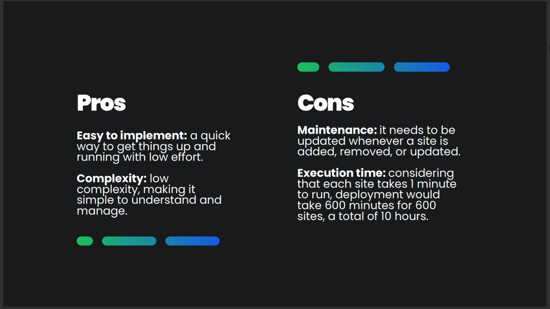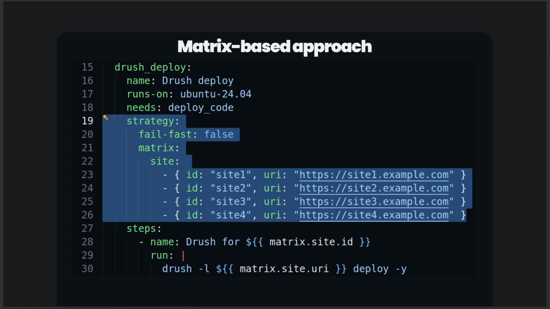But let's try the next approach to sort out this execution time, because this is the main problem here. We don't really want to wait 10 hours for deployment to finish. So what we can do with GitHub Actions is use what they call matrix strategy. This allows you to define variables that will have different values, and GitHub will use these different values and create the jobs dynamically.